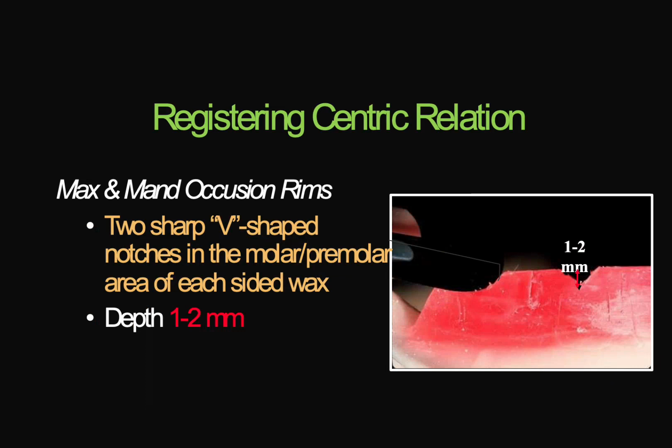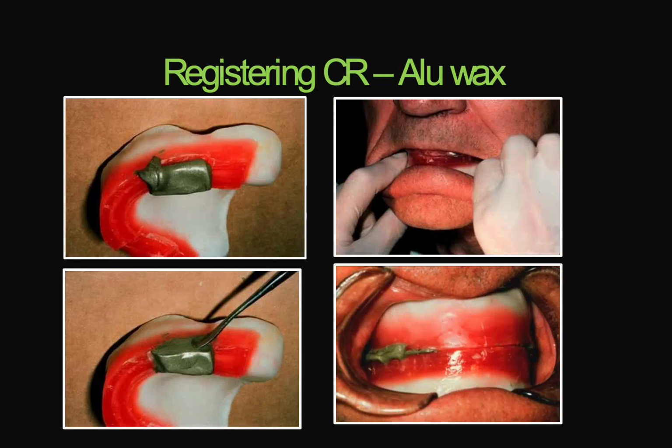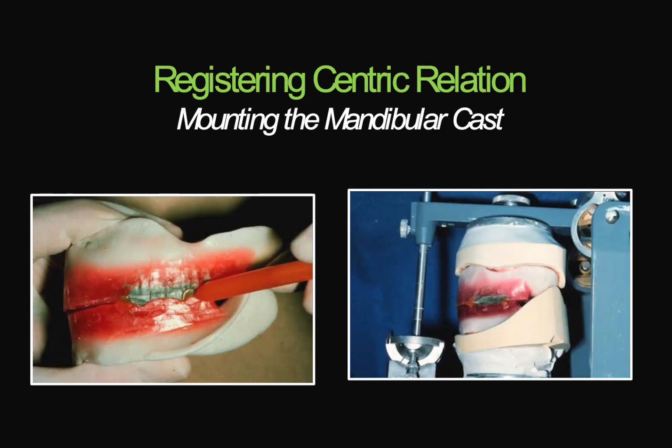Register the centric relation: mark 2 sharp V-shaped notches in the molar or premolar areas of each side of the wax at a depth of 1 to 2 millimeters. Then inject a thin layer of bite registration paste material. You can even use zinc oxide eugenol impression paste and ask the patient to retrude the mandible, or Aluwax can also be used as a bite registration material, and ask the patient to get the mandible in the most retruded position and record it. This is how centric jaw relation is recorded.